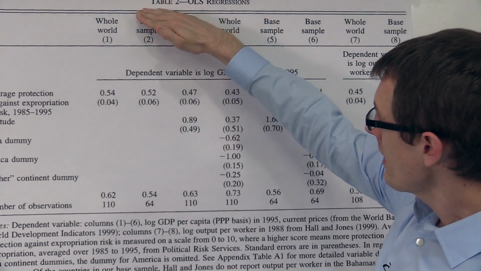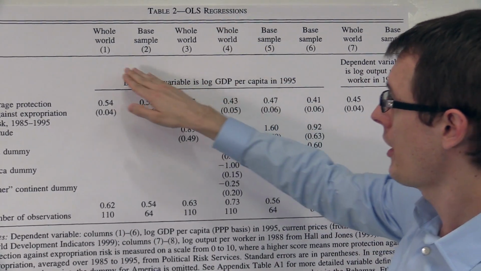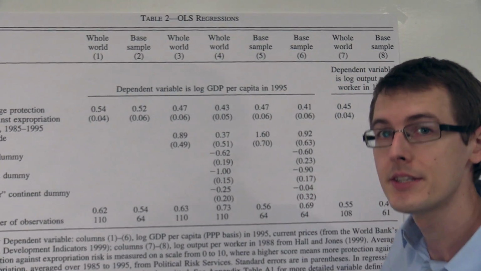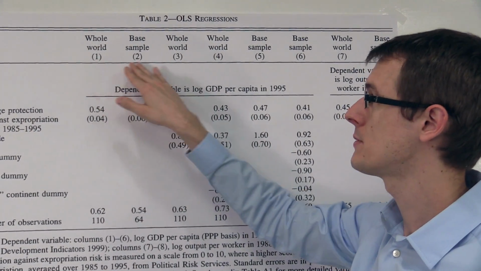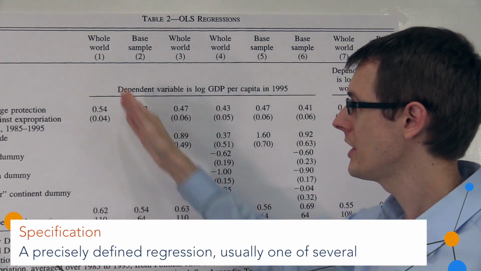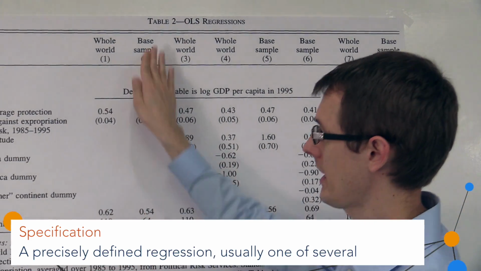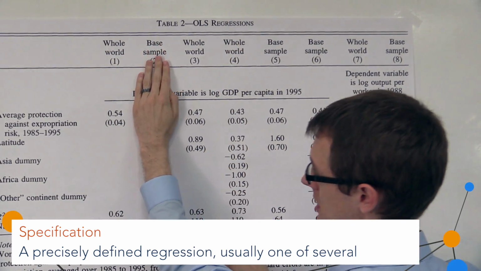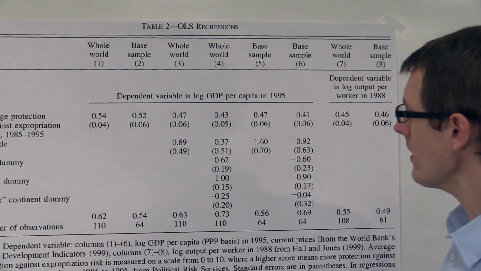So, title, OLS regressions. Here I've got 1, 2, 3, 4, 5, 6, 7, 8 different regressions, or these are called specifications. Okay, the different ways of looking at the data. So each one of these is a regression. This is a regression, this is a regression, this is a regression, etc.